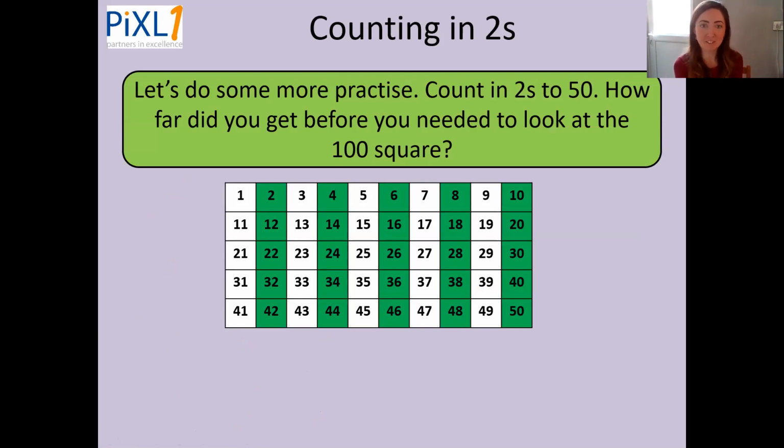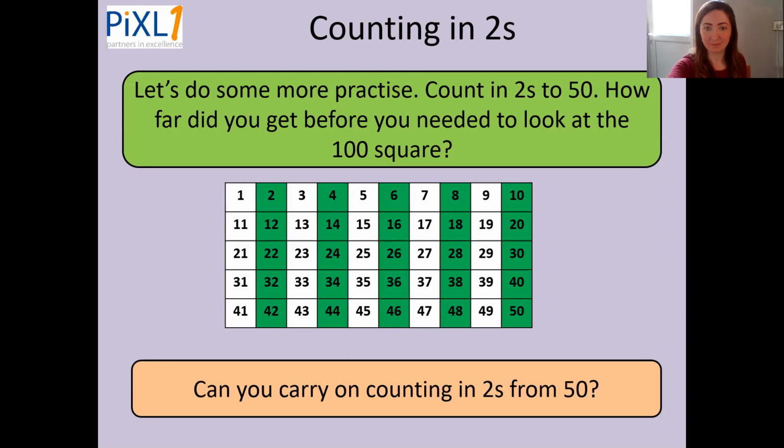So count in twos to 50 and see how far you get before you need to look at the 100 square. See if you can have a go at counting in twos to 50 without looking, and the square is there to help you if you need it. Next step, if you found that really easy, can you carry on counting in twos from 50? Have a try now if you think you're ready.